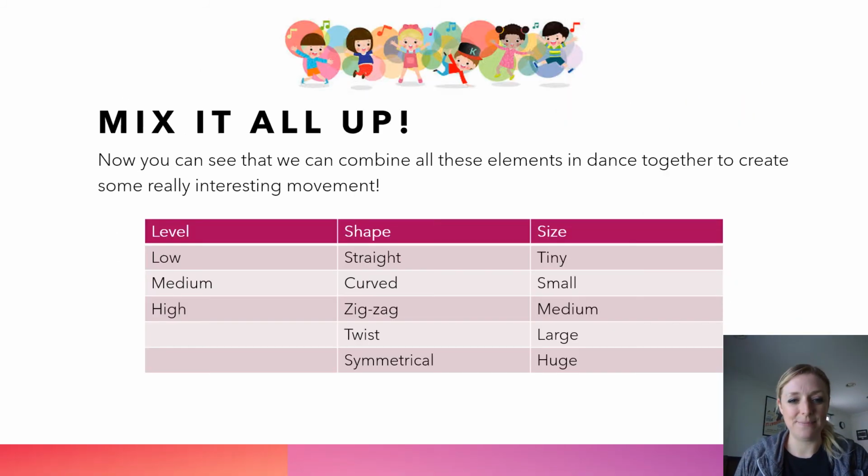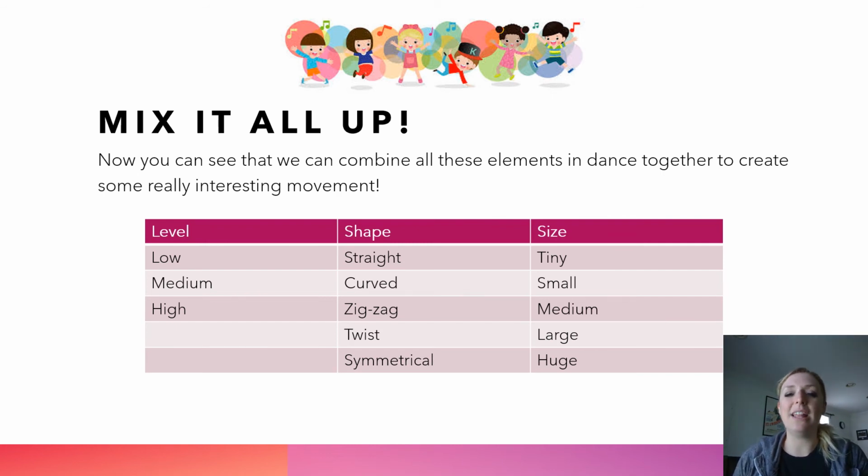All right. So as you can see from our last instruction, we can mix this all up, and it's not just about thinking of one of those things, it's about thinking of all those things. So we can combine these different elements in dance and create some really interesting movement. So on the screen, I've created a table, and the first column is level, the second column in the middle is shape, and the third column is size. So now it's your turn to make those decisions.